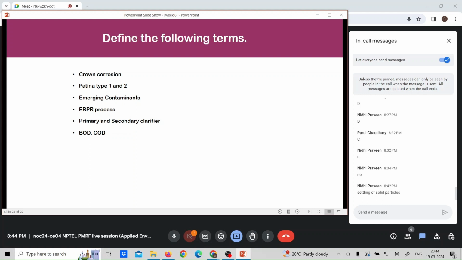BOD, COD are more important terms. I guess at the start of the class itself we have discussed it elaborately. Okay, this is a very raw statement. Just tell me what is plug flow, what is CMFR, what is CSTR, and what is SBR. You just have to tell me what these individual terms mean, and then we'll be fine.